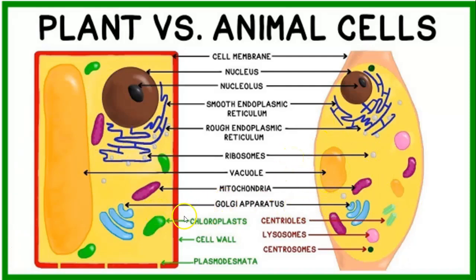Both have mitochondria, both have Golgi apparatus, but there are some structures that are specific for plant cell and some structures that are specific for animal cell. Here you can see the chloroplast, it's specific for plant cell. The cell wall, specific for plant cell. And here you can see the centrioles, specific for animal cell, lysosomes, mostly for animal cell, and centrosomes. All the labels are important for just labeling, but the ones that we will take in detail are the ones that you need to know and understand about.